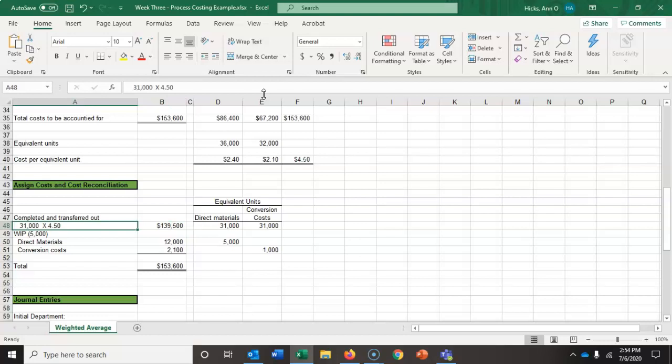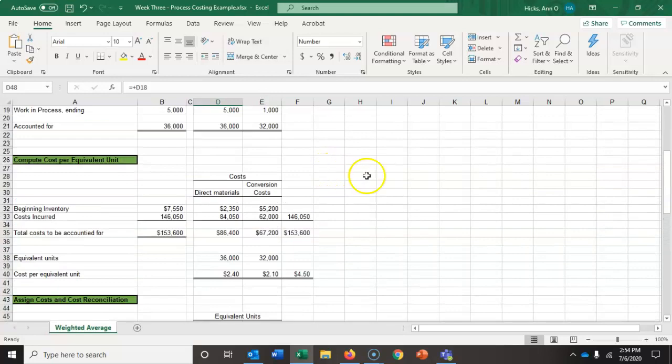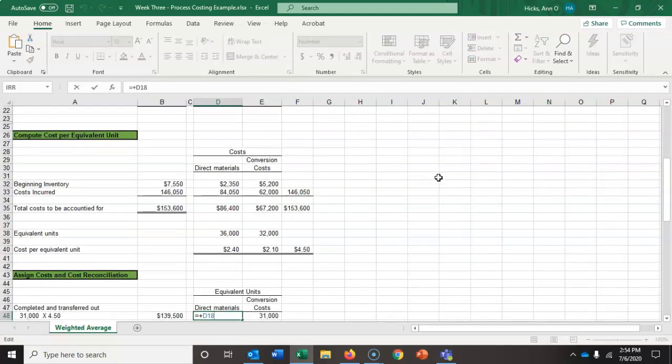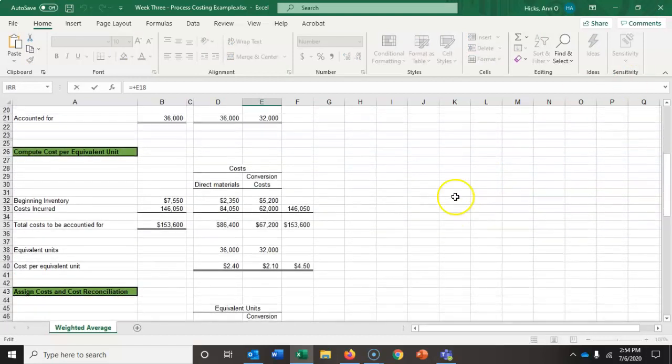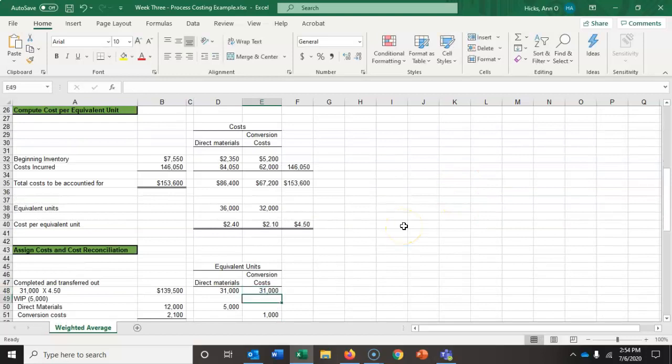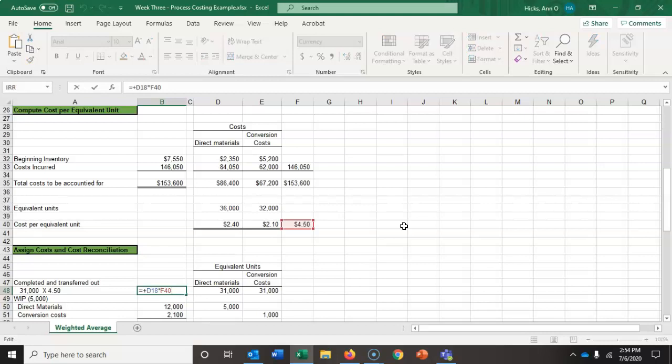Completed and transferred out, we had 31,000 units. And if you go back up to our schedule, that was the same for direct materials and for conversion costs, again, because they were 100% complete. So here is where we can use the $4.50. We can take the 31,000 equivalent units, multiply it by the $4.50, and that gives us a total of $139,500 in completed and transferred out costs.